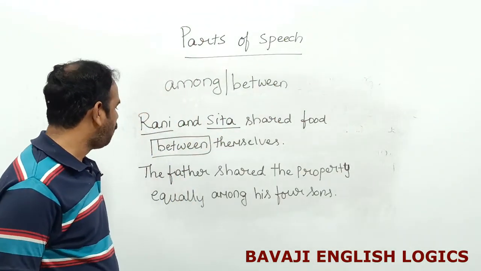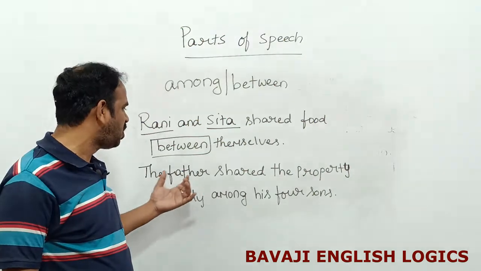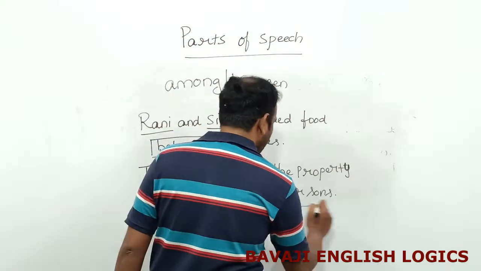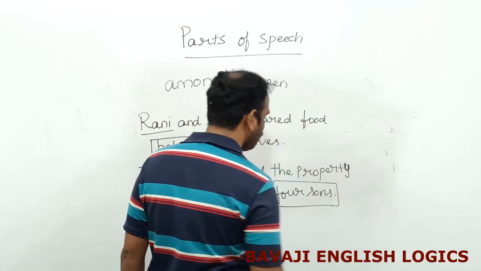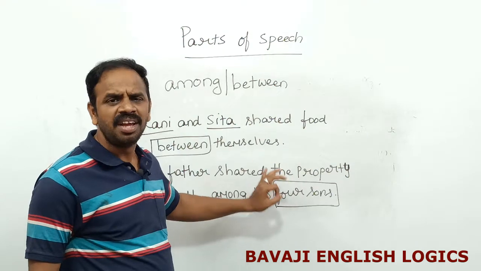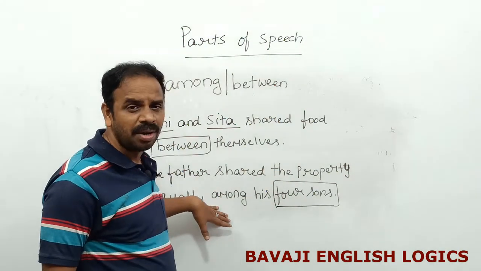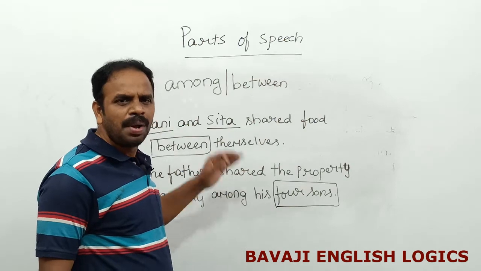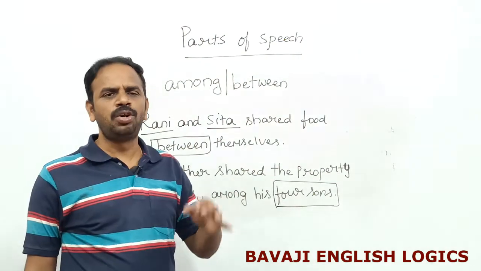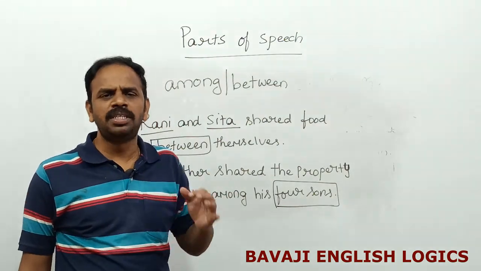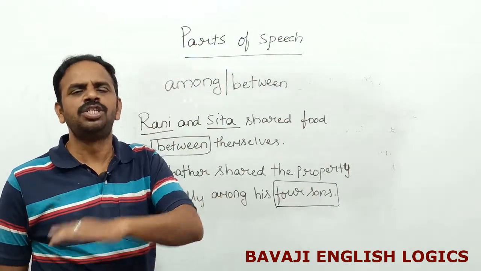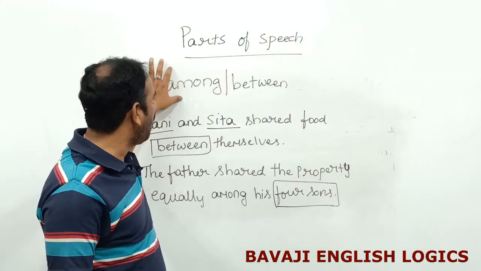The father shared the property equally among his four sons. How many sons did he have? Four sons. So here it is more than two. That is why we have to use the preposition among. So between is used when we speak about two persons, two objects or two places, and among is used when we speak about more than two persons, more than two objects or more than two places. So this is the use of among and between.